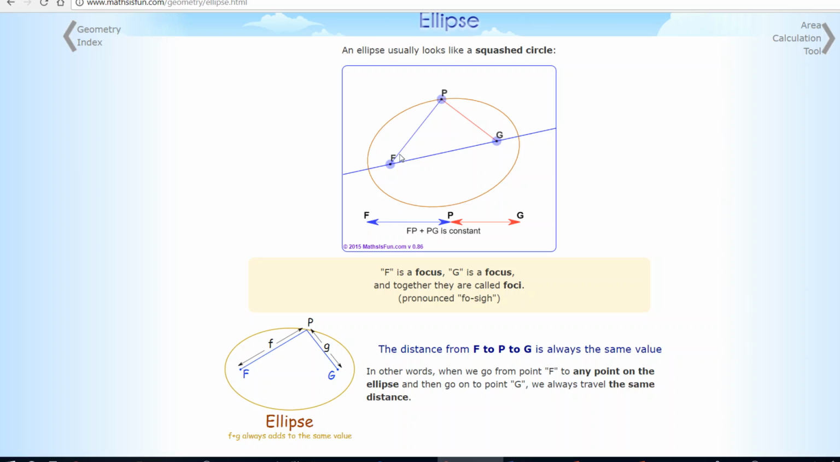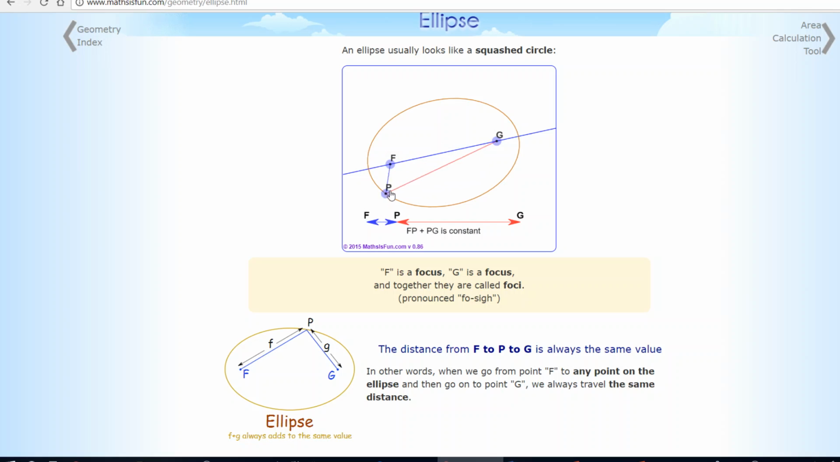Another example: F to P might be 5, and then P to G would have to be 5 also, so they would add up to 10. It's always going to be a constant, the same. Here, F to P might be 4, and P to G might be 6. Here, F to P might be 1, so P to G would be 9. So the main thing to know is that when we go from point F to any point on the ellipse and then go to point G, we always travel the same distance.